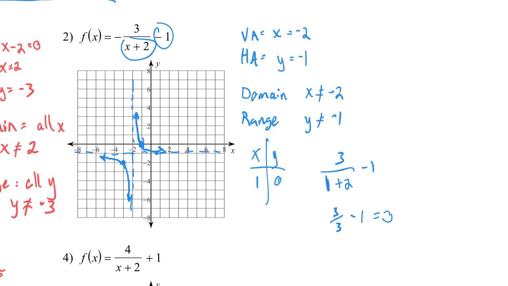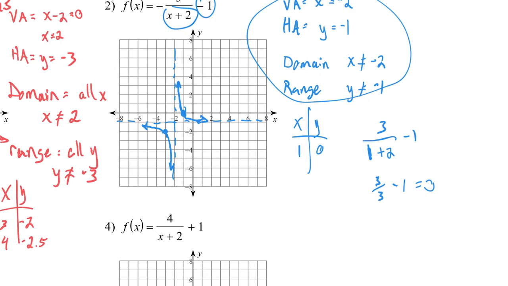So finish the rest of those. The big idea is to get those things first: the vertical asymptote, horizontal asymptote, domain and range, and then pretty much just need 1 point to get a graph.